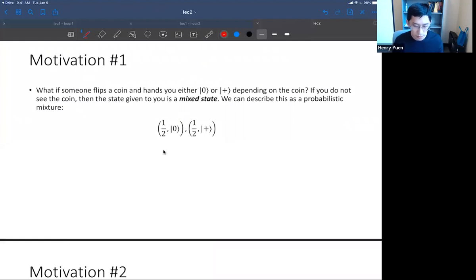So let me just spell out motivation number 1, when I want to talk about these probabilistic mixtures. Let's say someone walks up to you, they flip a coin, and depending on the outcome of the coin flip, they either hand you a qubit that's in the state 0 or a qubit that's in the state plus. If you don't see this coin, then how do you describe the state that's given to you, right? You don't know exactly which state it is. And it's this probabilistic mixture, 1/2 probability of being ket 0, 1/2 probability of being ket plus. Okay, so this is what we mean by a mixed state. It's just a probability distribution over pure states.